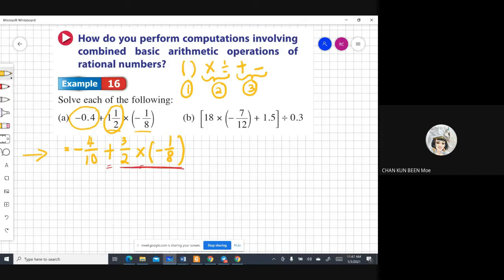Okay, so we continue by copying down negative 4 over 10 plus. We cannot do anything over here to simplify because 3 cannot simplify with 8. We cannot simplify these two. So what we can do is multiply straight away. 3 times 1 is equal to 3. 2 times 8 here is equal to 18. And then a positive multiplied by a negative is a negative number. So actually over here, you can straight away change it to negative.